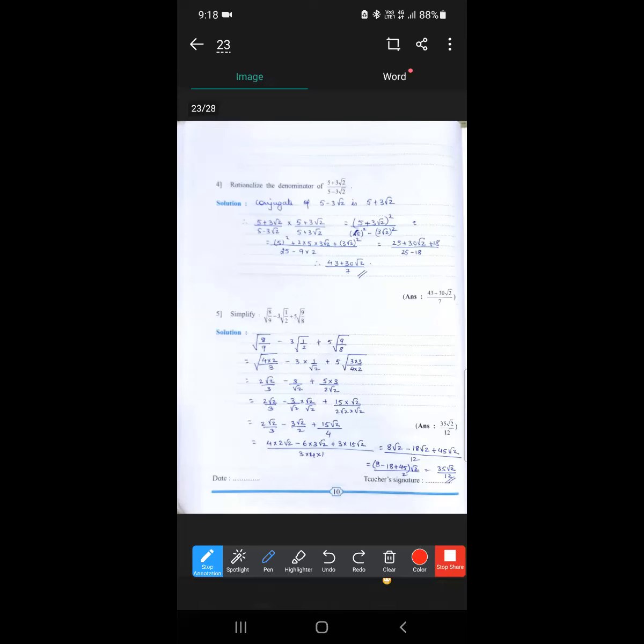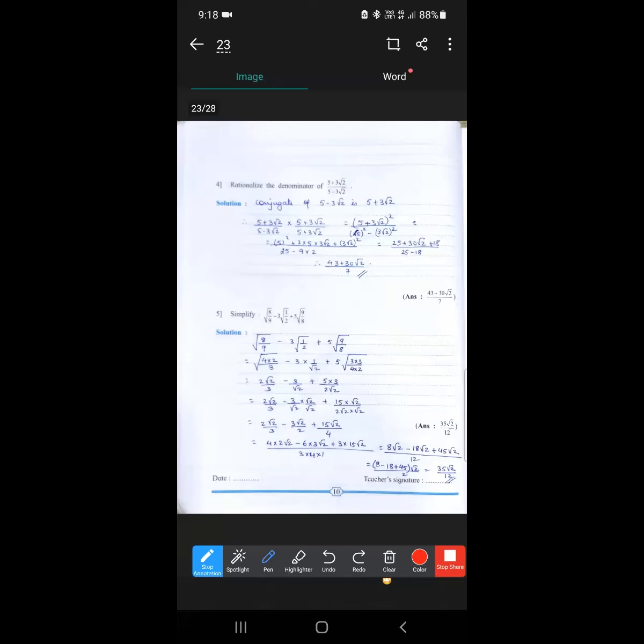So the first step is what? Conjugate of 5 minus 3 root 2. You can see that 5 minus 3 root 2 is there in the denominator, and whatever term is there in the denominator, that term's conjugate you need to multiply in the numerator and in the denominator. So the conjugate of 5 minus 3 root 2 is what? 5 plus 3 root 2.